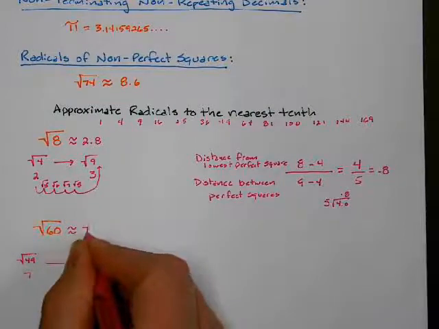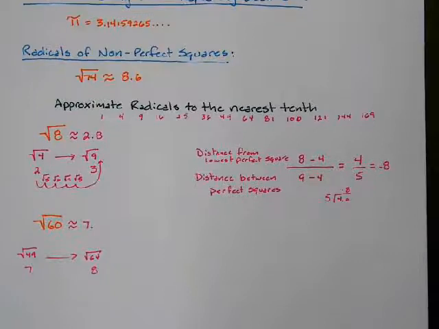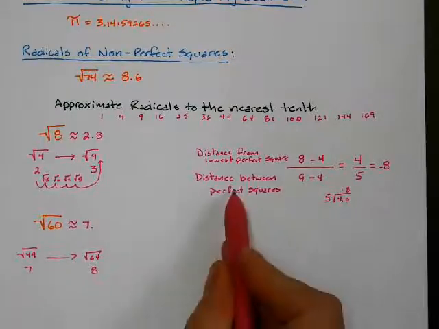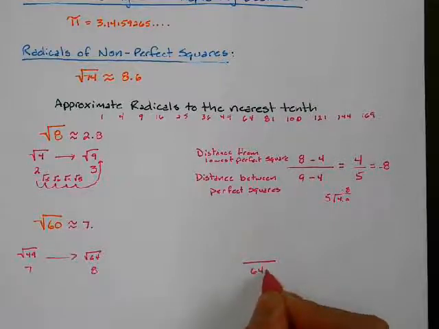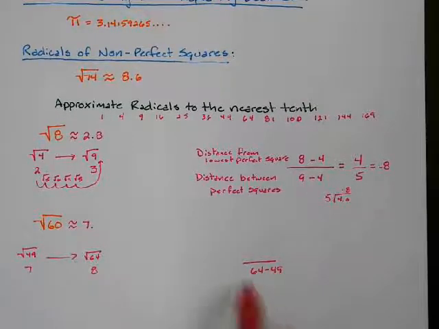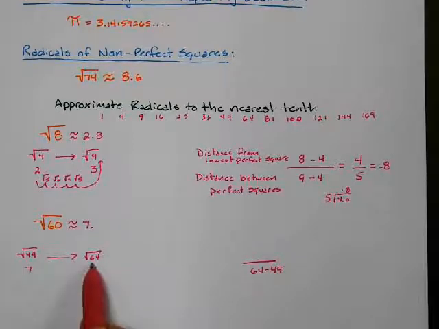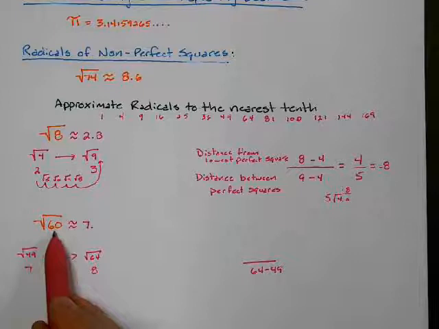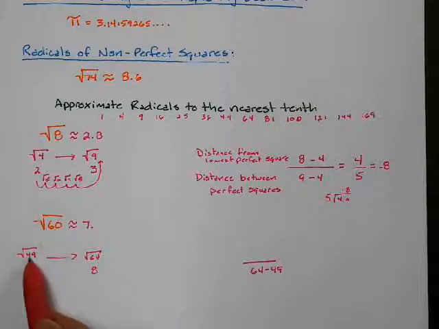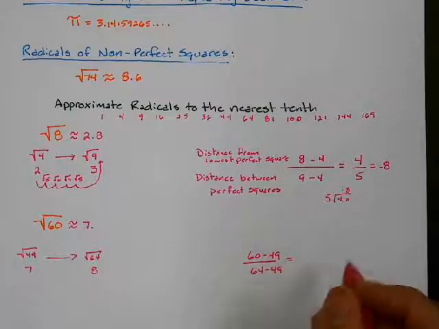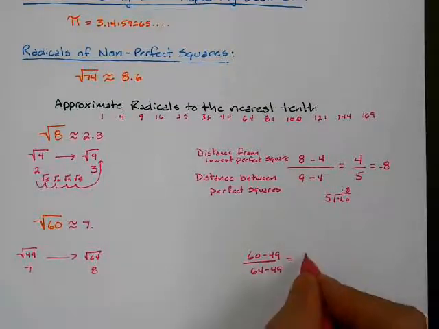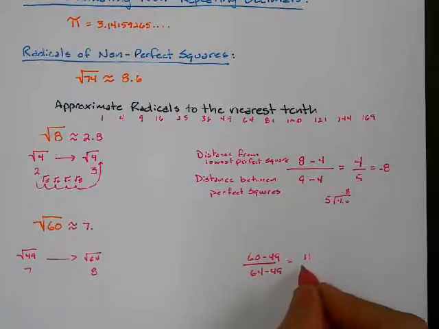And we want to find out what that point something is. Now, if I'm going from 49 to 64, remember we're going to do the distance between the perfect squares. So we're going to say 64 minus 49. That's the total distance between these two perfect squares. And now we want to see how far along that path is root 60. So how far away is 60 from 49? So we're going to do 60 minus 49. So 60 minus 49 ends up being 11. 64 minus 49 ends up being 15. So we are 11/15 of the way across that path.